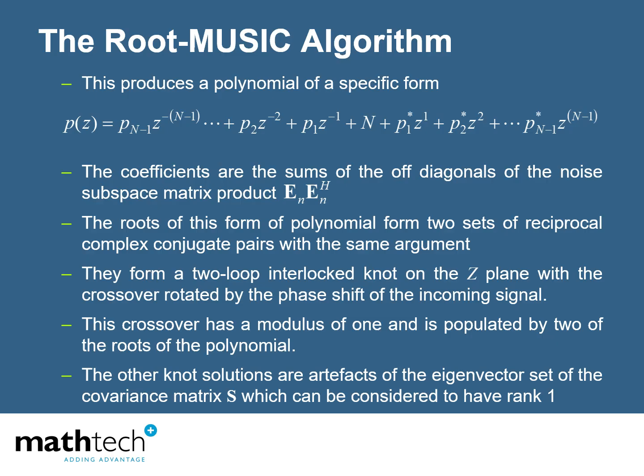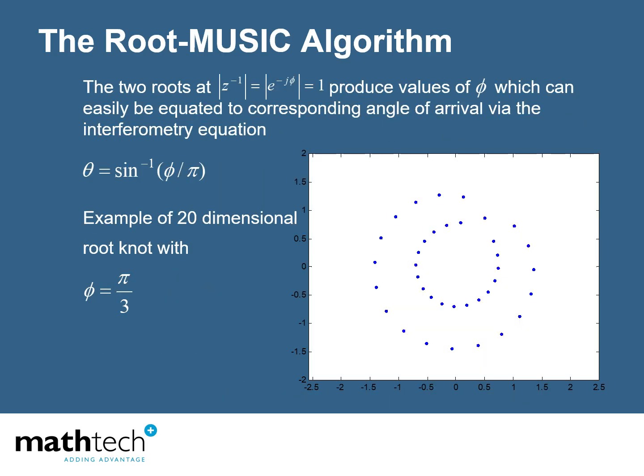They form a two-loop interlocked knot on the z-plane, with the crossover rotated by the phase shift of the incoming signal. This crossover has a modulus of 1 and is populated by two of the roots of the polynomial. The other solutions are artifacts of the eigenvector set of the covariance matrix S, which can be considered to have rank 1. Here is an example with an array of 10 antennas. The phase shift is pi divided by 3 and the resultant angle of arrival is sine inverse of phi divided by pi. This equates to an angle of arrival of approximately 19.5 degrees.